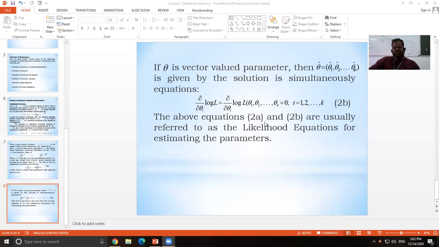The above equations 2a and 2b are usually referred to as the likelihood equations for estimating the unknown parameter values of any distribution.